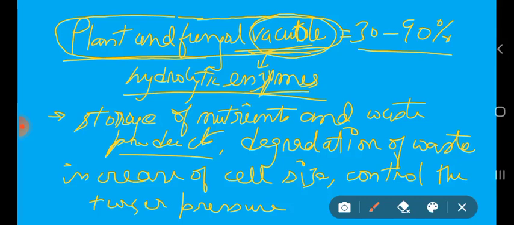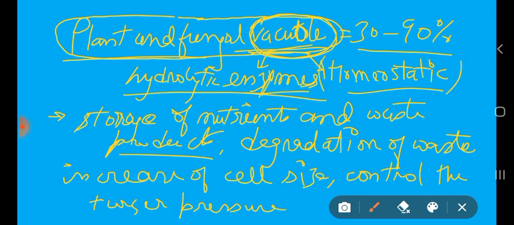They maintain the turgor pressure. How do they maintain the turgor pressure? By transport of the sugars, by transport of the amino acids, to maintain the turgor pressure. Secondly, they also maintain the pH. It is a type of homeostatic device. So your vacuole that we found, it is a type of homeostatic device which maintains the pH.